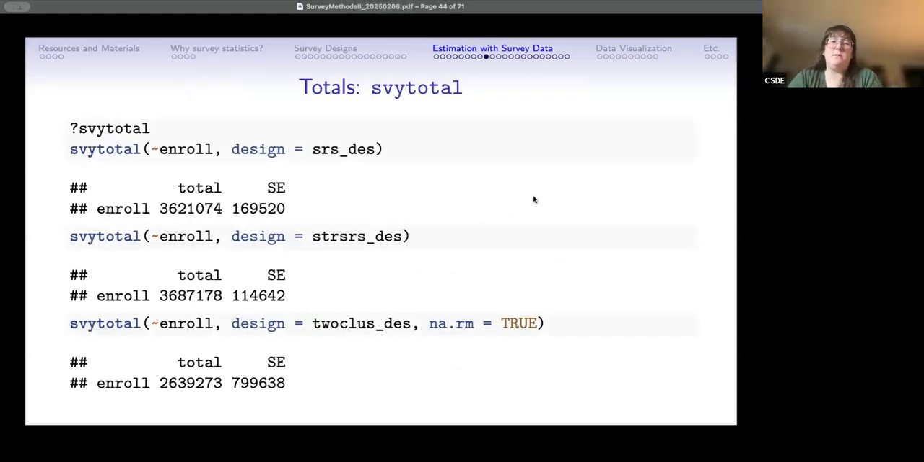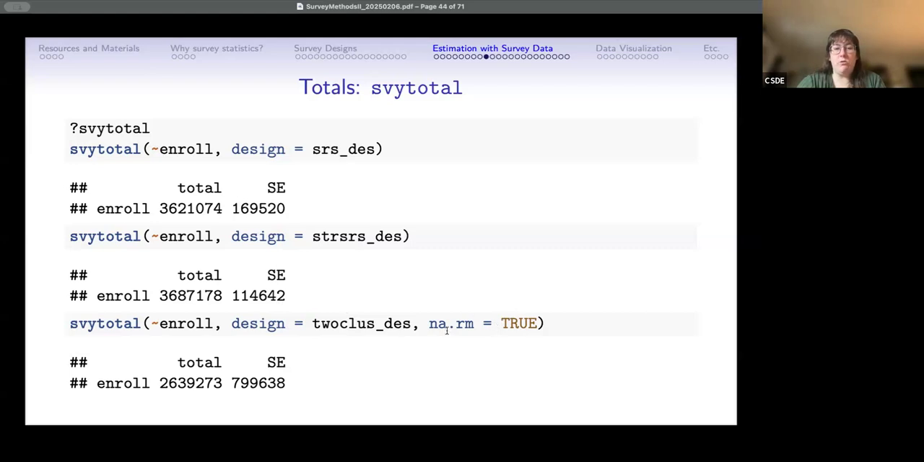Luckily, you don't have to do any of this by hand. There is a svytotal function in R. Once we've specified the designs that we specified for each survey design before, the SRS, the stratified simple random sample, and the two-stage cluster, we can use this svytotal function to estimate the total enrollment. So I'm going to pass a formula to the first argument of this svytotal function, which is going to be a tilde, and then the name of the column I want to estimate the population total for. And then I have to specify the design object.